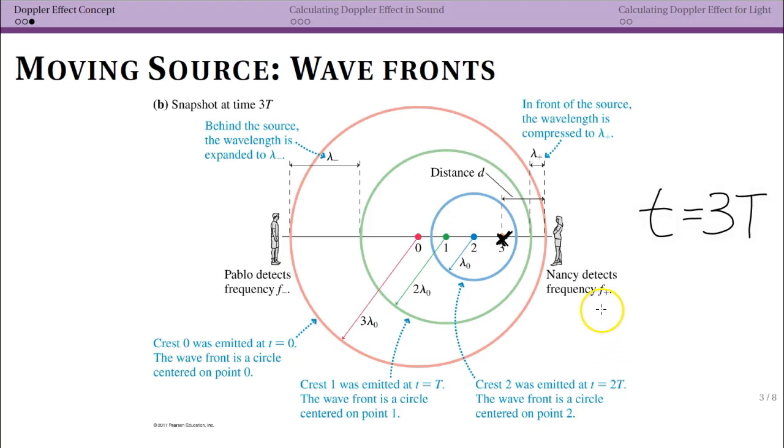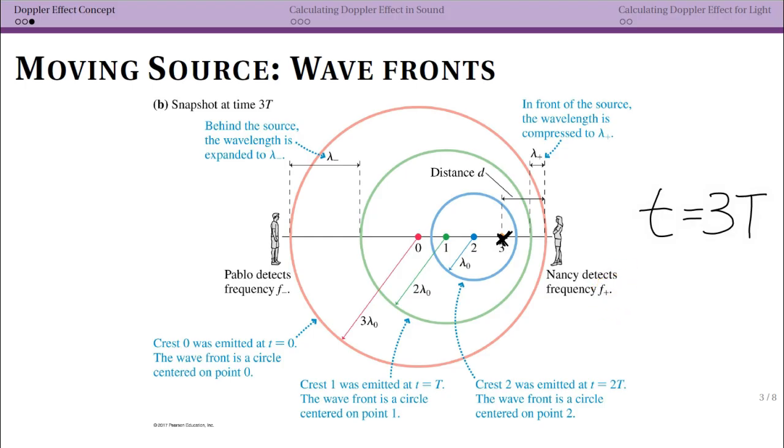What you can then notice is that on Nancy's side, you have a wavelength that is much closer together. On Pablo's side, you have a wavelength that is much more spread apart. When they convert this into a frequency, everyone here agrees on what the wave speed is, because if this is sound at room temperature, everyone agrees that it's 343 meters per second. So once you have your wavelength and you know what your wave speed is, you get your frequency.